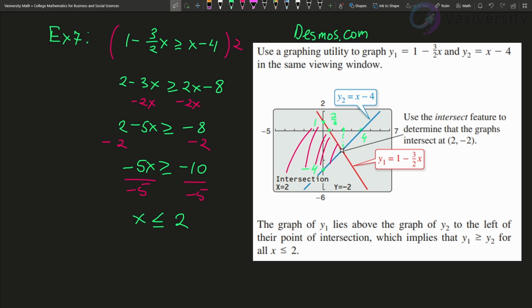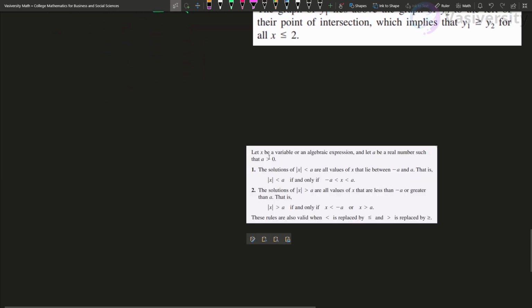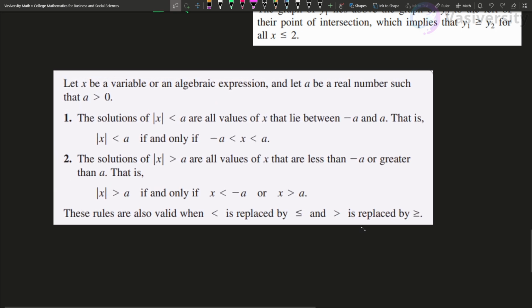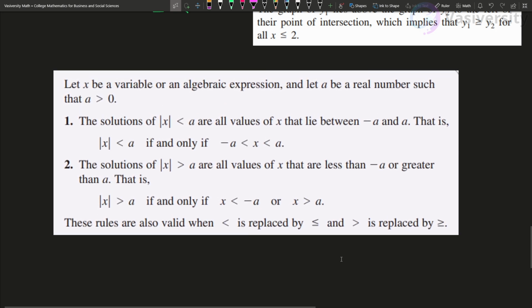Now we can also deal with the absolute value. So let's take a look at absolute value. We did cover a little bit and touched on it, that it has an interesting property of switching the sign, but why it is important is specifically for inequalities. So let x be the variable or algebraic expression and let a be a real number such that a is greater than 0. The solution to absolute value of x less than a are all values that lie between negative a and a. So essentially, that's what this means, right?